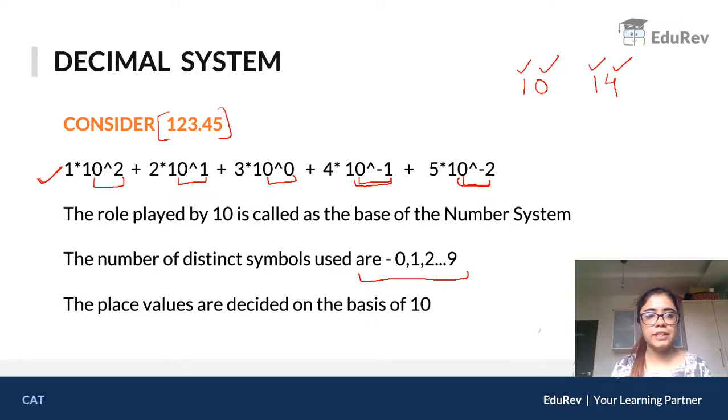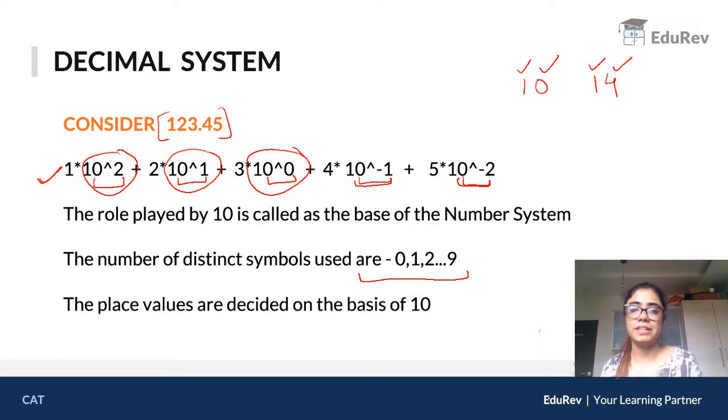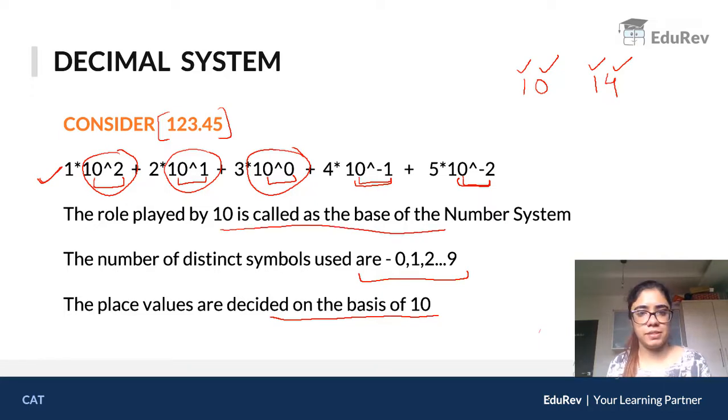Now, if you realize, we are trying to define the number by giving it place values, and the place values are given on the basis of 10. So this is 10 square, this is 10 raised to 1, this is 10 raised to 0. This is the work your base does. It gives a place value to each of the digits. Like I told you, the place values are decided on the basis of 10. And the role played by 10 is called the base of the number system. 10 is the base in this system.